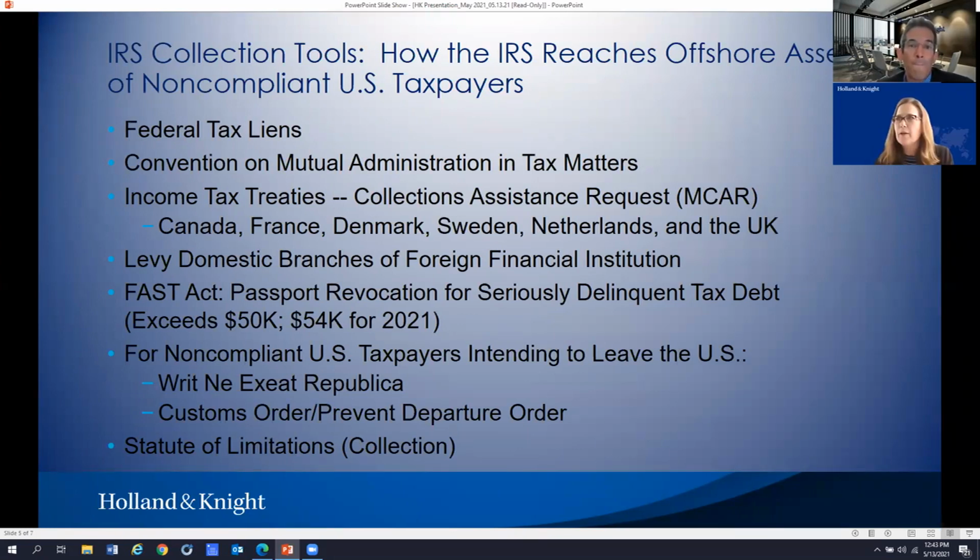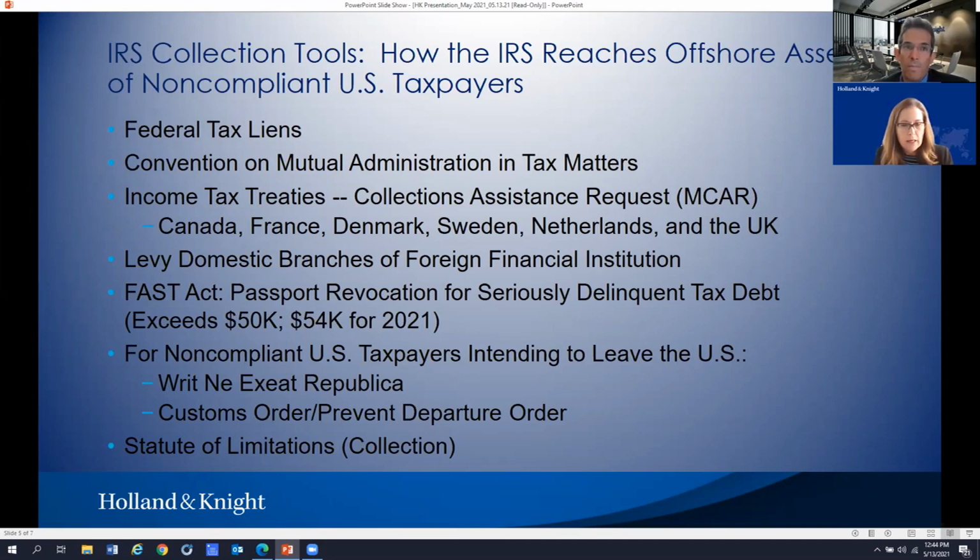Great. I know there are some other questions that have come in, but we may need to defer those towards the end of the presentation, or even follow up afterwards to give enough time to cover collection. So we're going to switch gears a little bit and run through some IRS collection tools. And this is important in particular for, how does the IRS reach assets that are offshore?